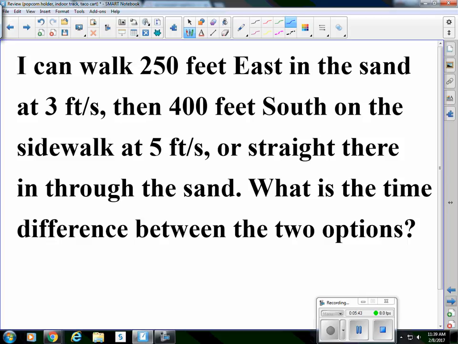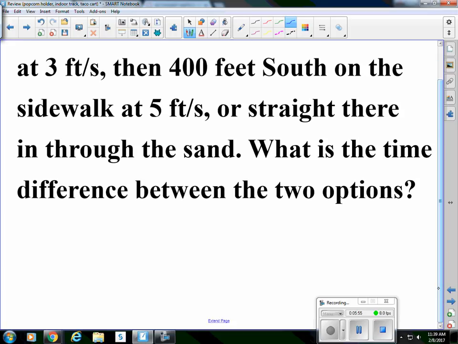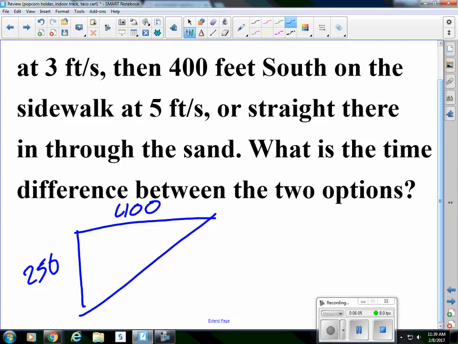So if I walk 250 feet east in the sand at 3 feet per second, and then 400 feet south on the sidewalk at 5 feet per second, or I could go straight there through the sand, what's the time difference between the two options? Well, so this distance here is 250. This distance here is 400. So I need to find that distance. Well, that one is 250 squared plus 400 squared will equal x squared.